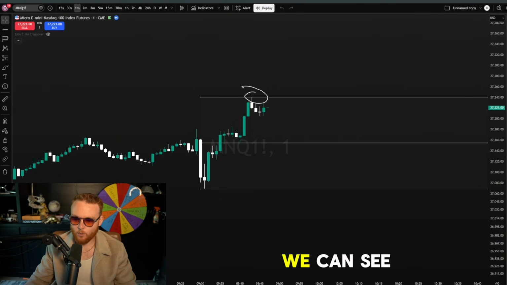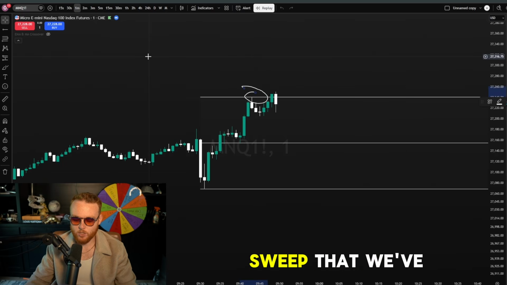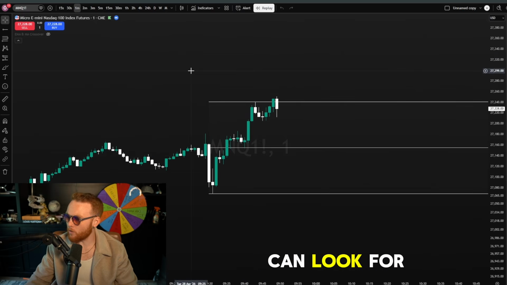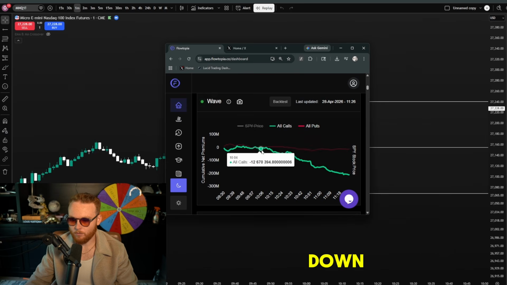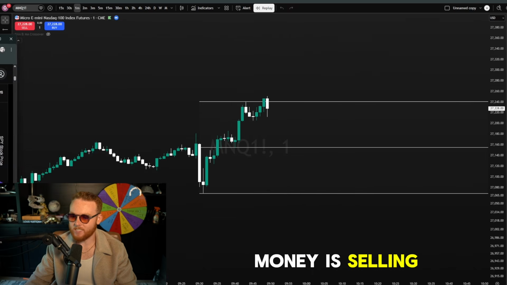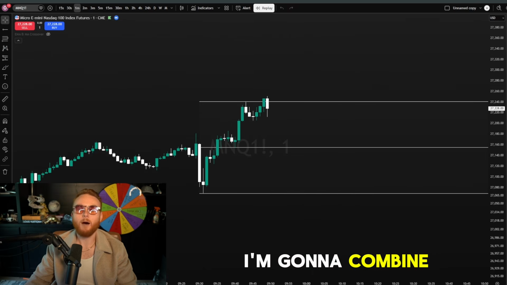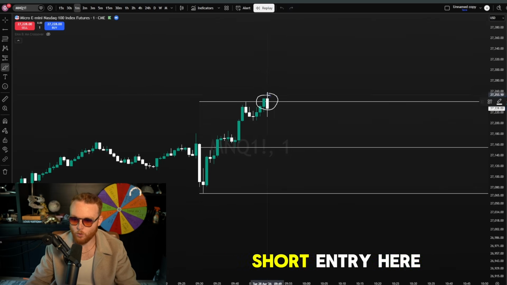If we go to the next candle, we can see that price ends up breaking out of this opening range. We get that sweep that we've been looking for, so then we can look for a downside position. And again, guys, call flow just started heading straight down. This is telling me that we are bearish on the day. So if smart money is selling their calls all day, I'm going to combine that with my futures trading strategy, which is going to be where I look for a short entry here.